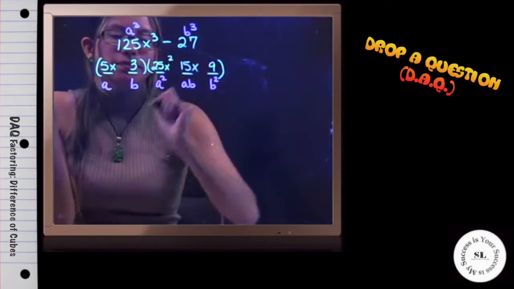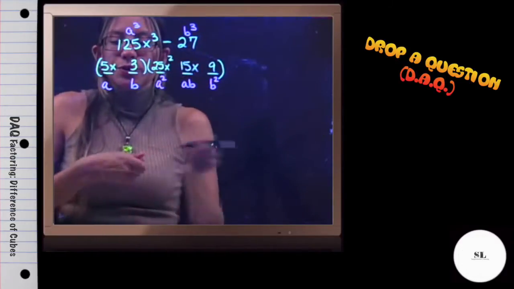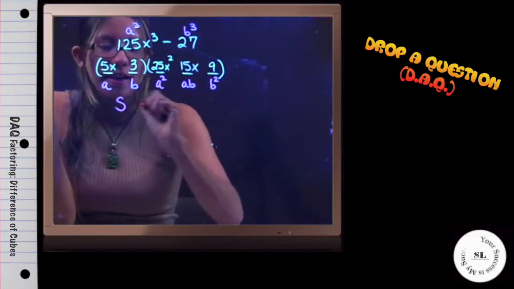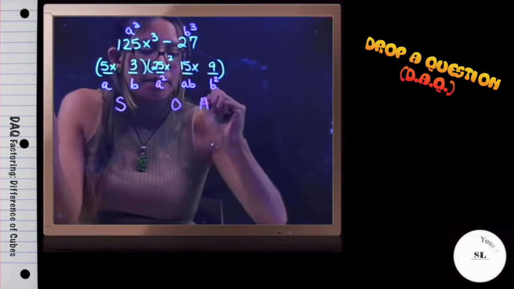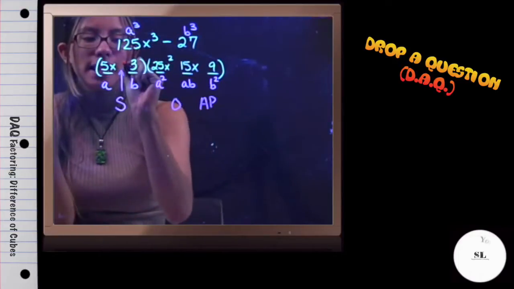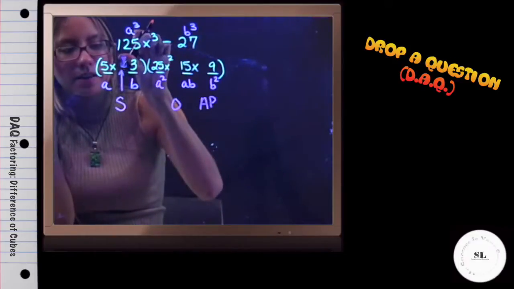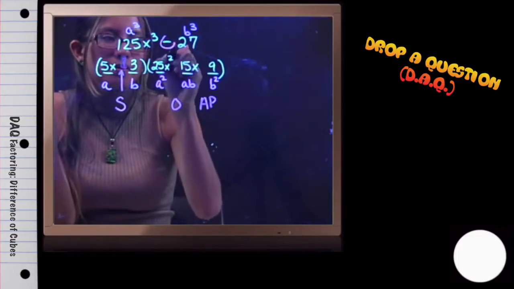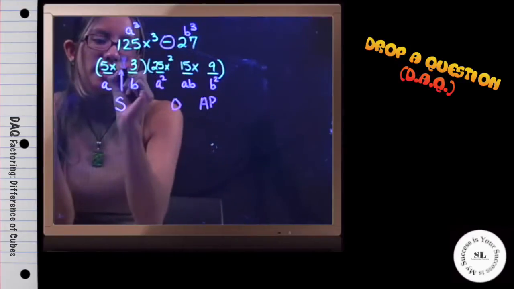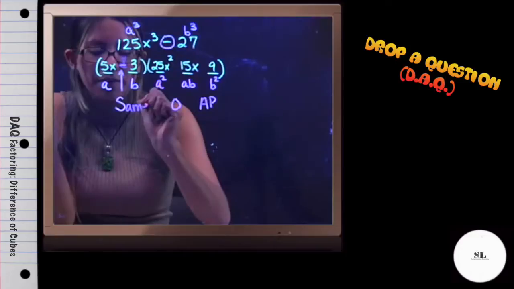15x. And now I'm filling out the signs. I'm going to use SOAP. S-O-A-P. So the S stands for same sign as my original problem. I started writing a positive, but it's actually a negative. So the subtraction here will be the same sign here on my first group.